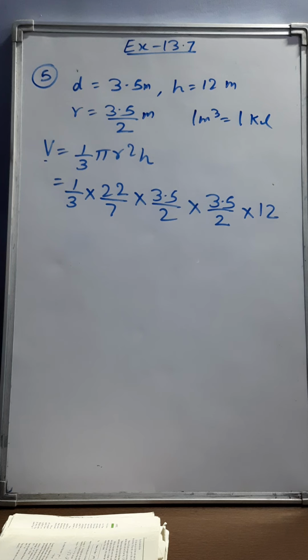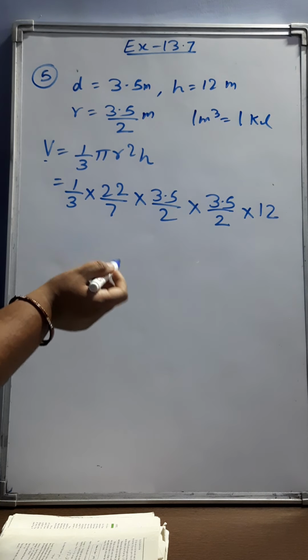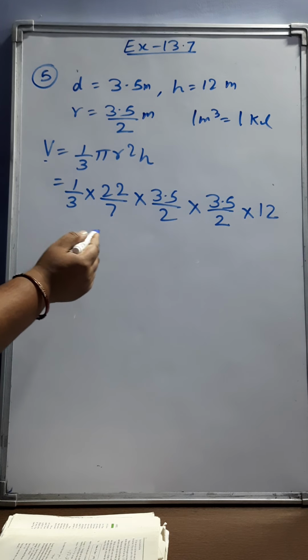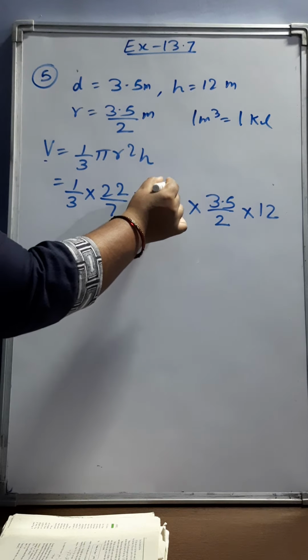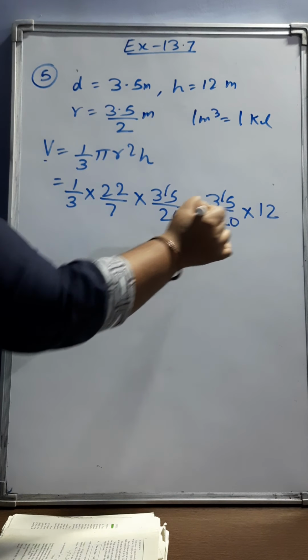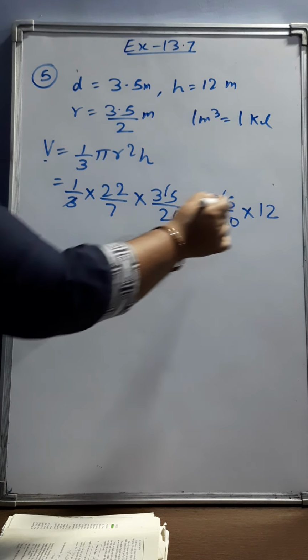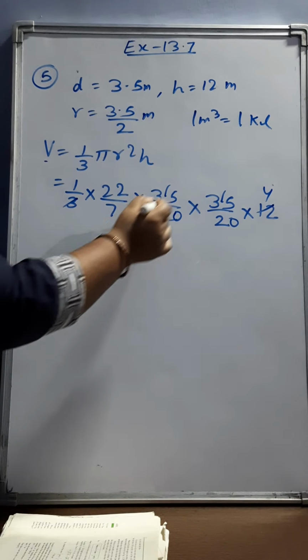So in the same way, first we will calculate its volume, which is 1 by 3 pi r square h. So we will put the values: 1 by 3 into 22 by 7, 3.5 by 2 into 3.5 by 2 into 12. When you remove this decimal, you are getting here 0, 0. So if you cancel, you are getting like this.